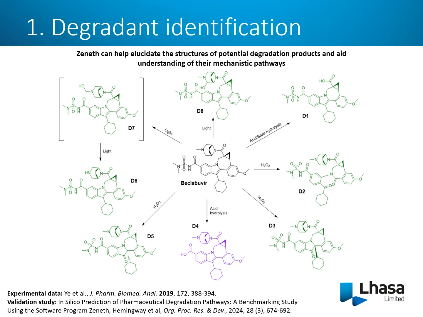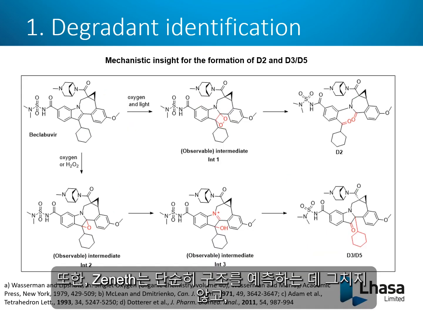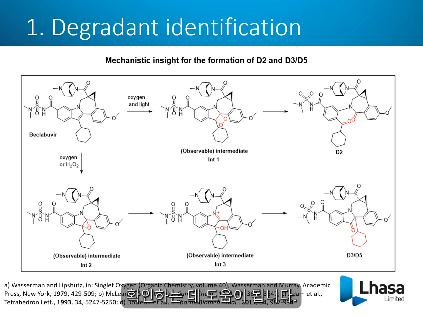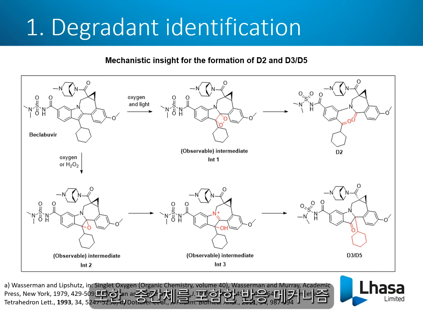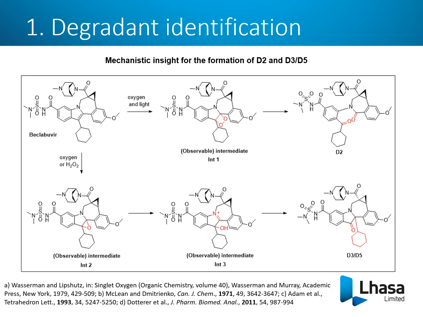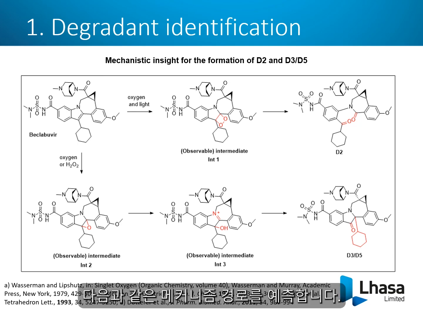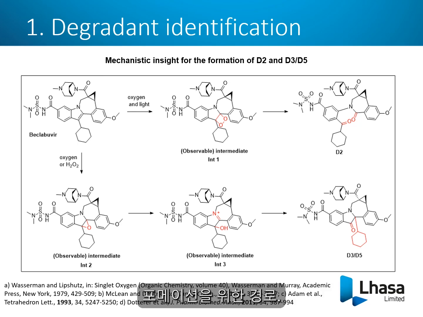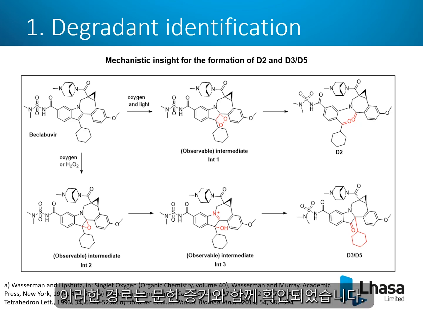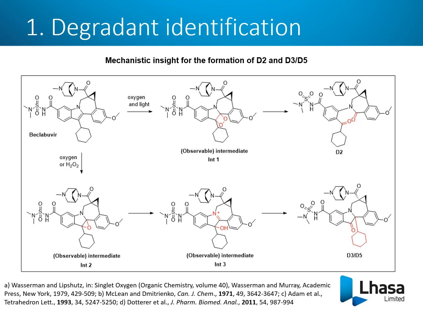Furthermore, Zeneth doesn't just predict the structure of degradation products to help confirm analytical characterization. Mechanistic information, including intermediates, are also shown to aid in understanding. For example, in the formation of D2 and the diastereomers D3 and D5, Zeneth predicts the following mechanistic paths for their formations. These pathways are corroborated with literature evidence. In the formation of D2, this is proposed to go through an oxidative pathway via a 2+2 cycloaddition, generating intermediate 1.